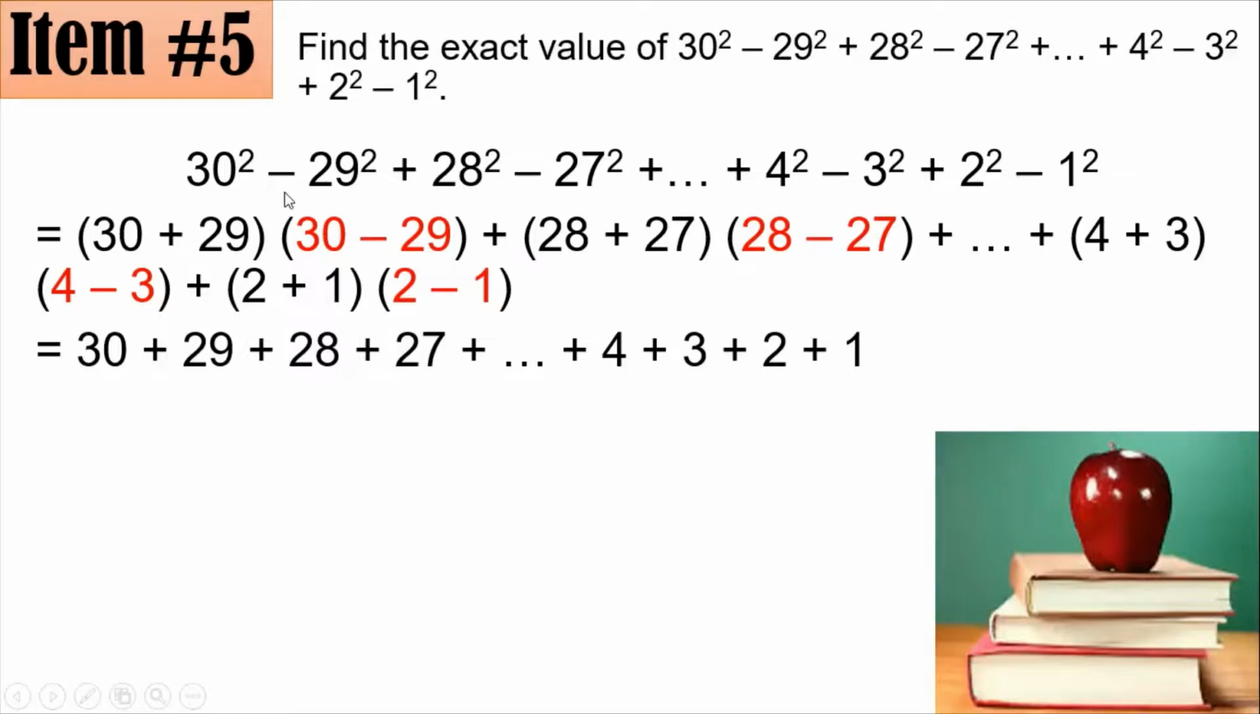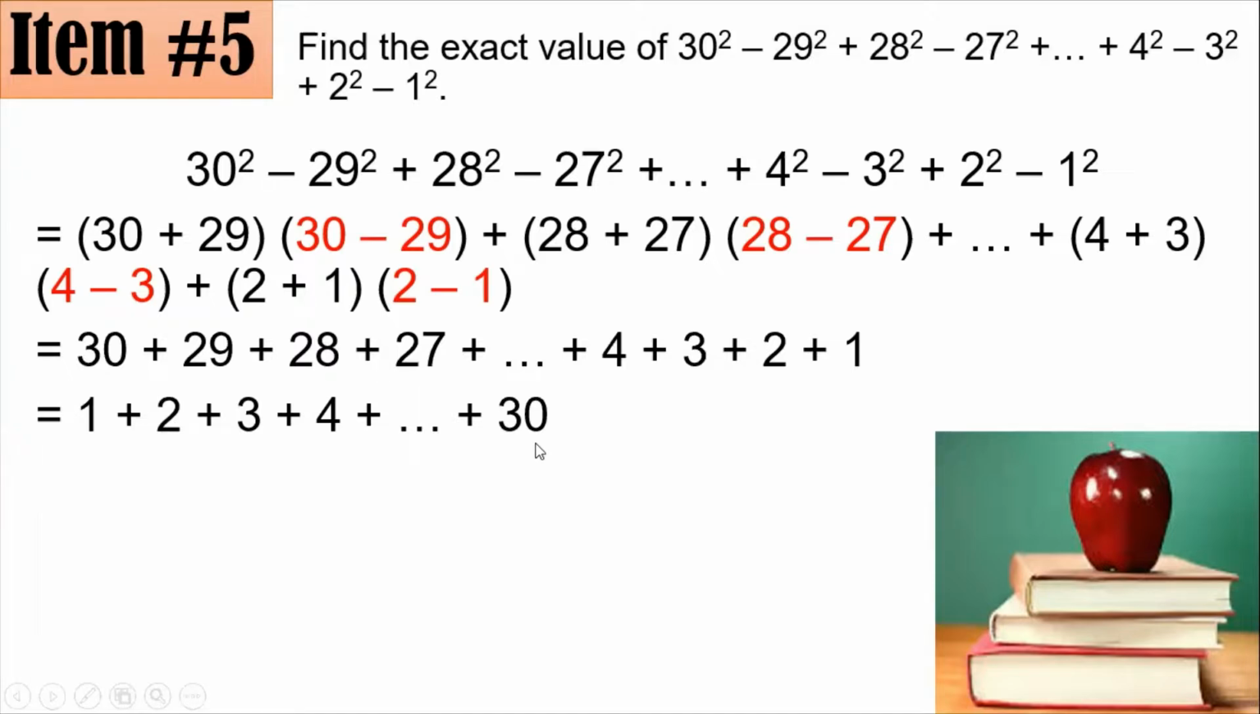That is why this complicated looking expression is equal to 30 plus 29 plus 28 plus 27 all the way until 4 plus 3 plus 2 plus 1. And if we rearrange the terms, we could see that 1 plus 2 plus 3 plus 4 all the way until 30, because rearranging the terms in a series or in an addition sentence does not affect the result. And hence, this is the sum of the first 30 natural numbers.